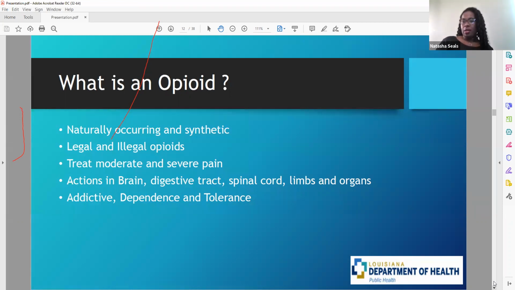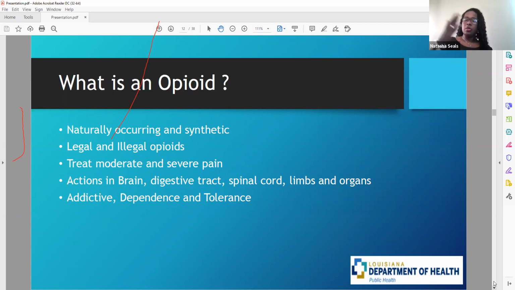Naturally, you will find them in nature, such as the poppy plant. You can extract substances such as morphine and codeine from those plants. You also have something called endogenous opioids, which are those found in your body. Those are substances called enkephalins or endorphins. And endorphins are those things that give you that natural high, like when you get it from exercise.